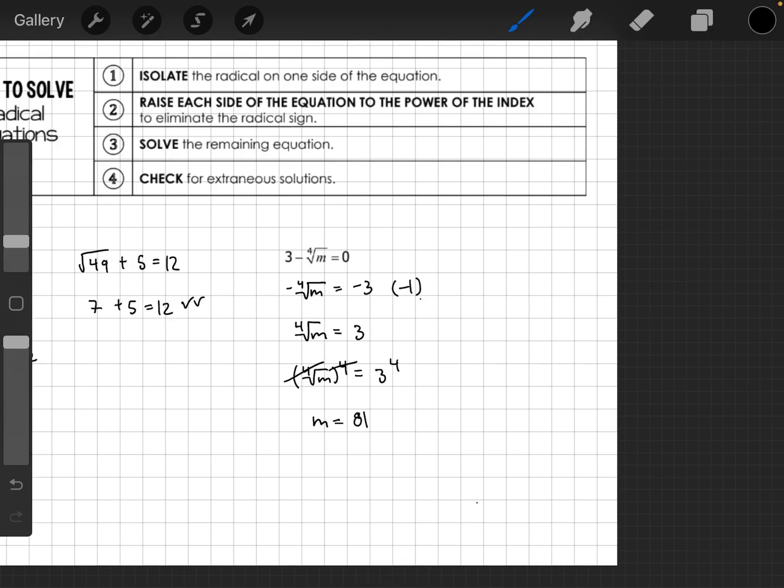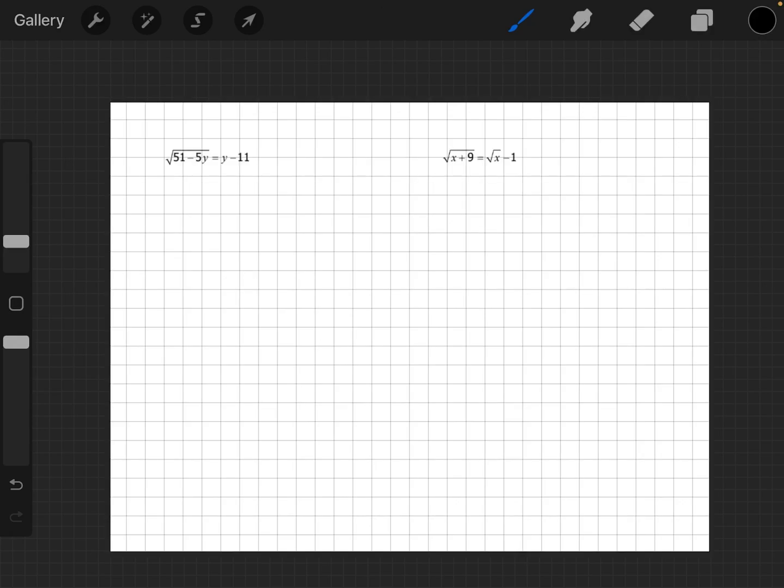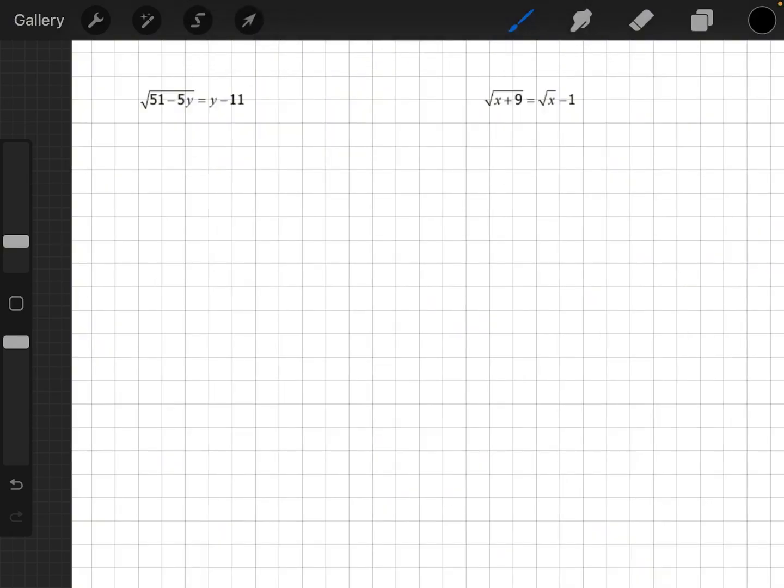Then we'll go back and check by replacing m with 81. So the original equation is 3 minus the 4th root of m, which is 81, should equal 0. So we have 3 minus the 4th root of 81, which is 3, and 3 minus 3 does equal 0. Now let's work through some more examples.